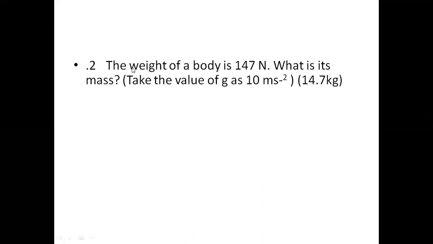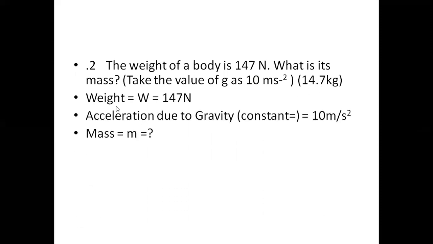Question number 2 of the same chapter. The weight of a body is 147 Newton. What is the mass? Take the value of g as 10 meter per second squared. The answer should come 14.7 kilograms. So the given data to us is weight, which is 147 Newton. Acceleration due to gravity is constant, that is why we are taking 10 meter per second square. We have to calculate the mass.